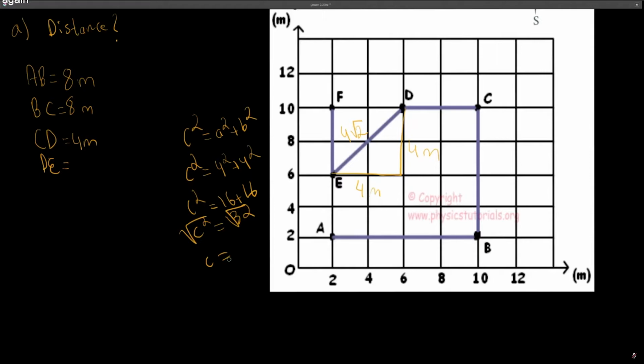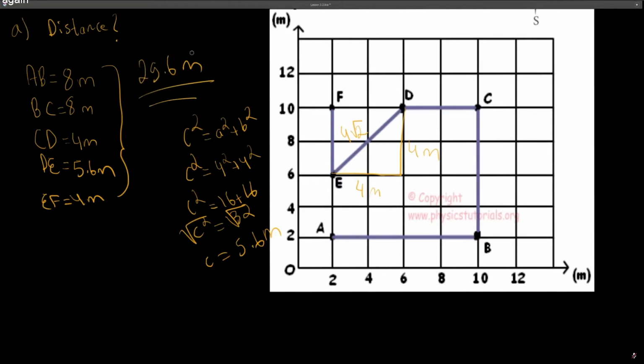So radical 32 is around 5.6 meters. Now we can put 5.6 meters here, and then from E to F, around 4 meters. So now since it's distance, we want to add everything up. So 8 plus 8, 16, plus 4, 20, plus 5.6, 25.6, and then 29.6 meters. This is the distance.